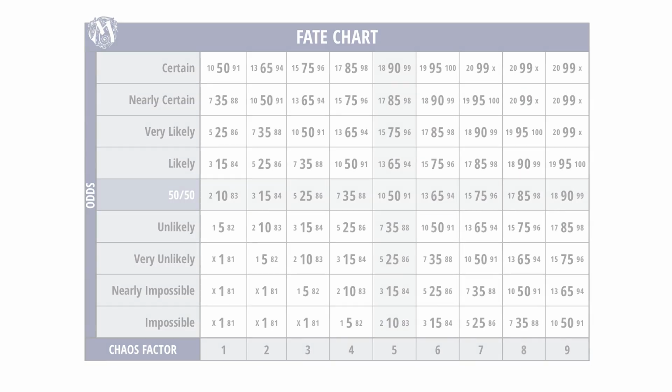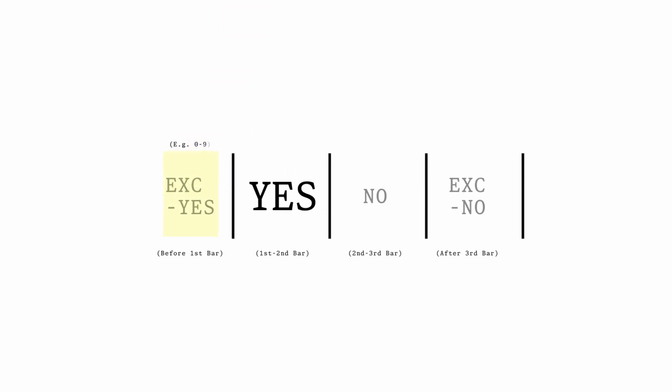A fate chart cell consists of 3 numbers or 2 numbers with an X figure. These are essentially percentile thresholds on a D100 roll. That's a bit hard to understand, so maybe think of them instead as bars. Anything before the first bar is an exceptional yes. Anything between the first and second bar is a yes. Second and third bar, no. And the last or rightmost bar is an exceptional no.